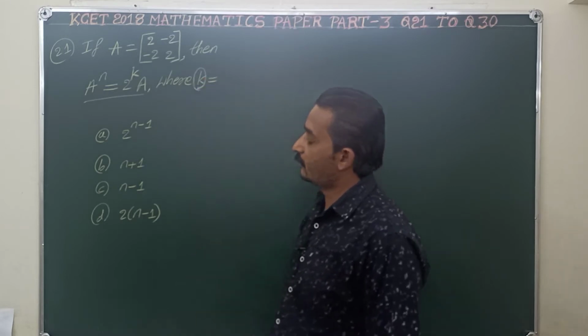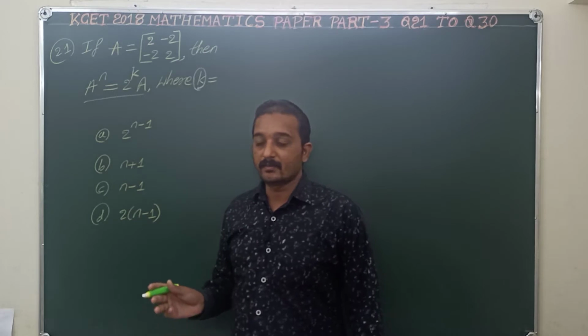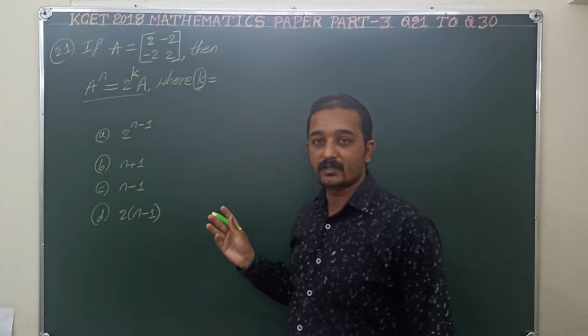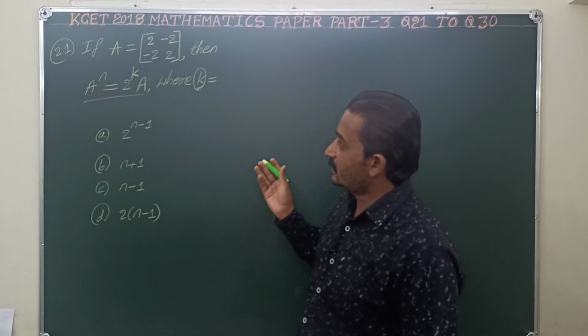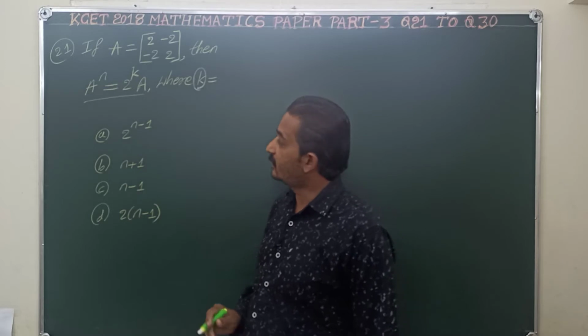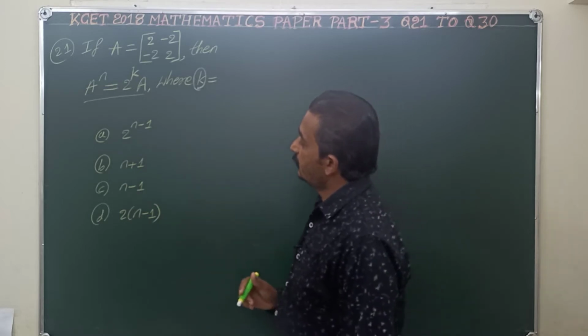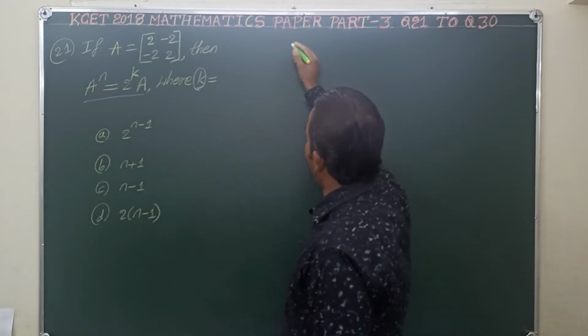I am not solving this question by the usual method. It is a lengthy process, but I am solving this by a shortcut method. Usually they ask 2 or 3 questions on this chapter in KCET. Let us take the first question. Here we have to find out the A square value.